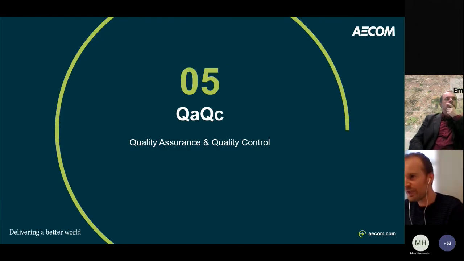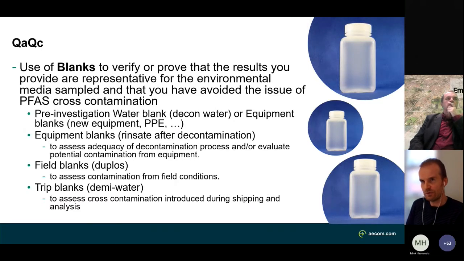Then we come to the QA/QC. It's quality assurance, quality control. It's a tool to help and to verify if procedures are good and if they are followed. And a tool to do that QA/QC check is the use of blanks. Within AECOM, we tend to use these blanks to verify or prove that the results you provide are representative for the environmental media sampled, and that you have avoided the issue of PFAS cross-contamination.